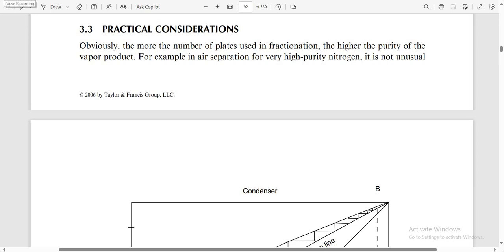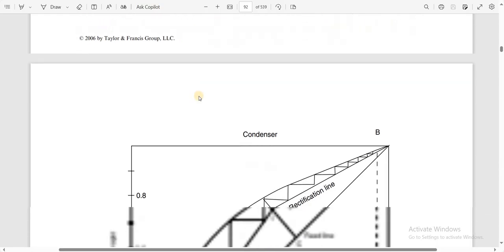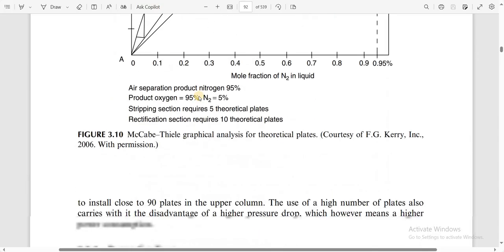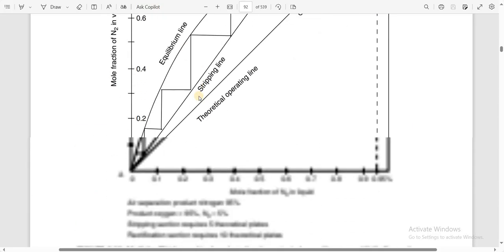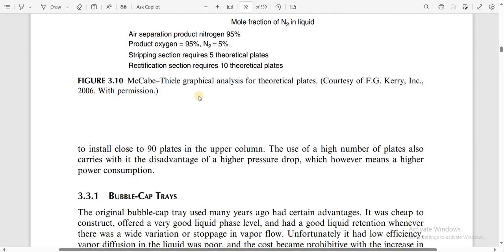Today we'll be learning about practical considerations. Obviously, the more plates used in fractionation, the higher the purity of the vapor product. For example, in air separation for very high purity nitrogen, it is not unusual to install close to 90 plates in the upper column. The use of a higher number of plates also carries the disadvantage of higher pressure drop, which however means higher power consumption.